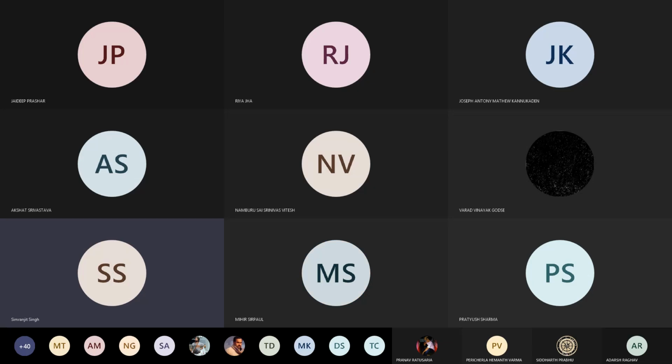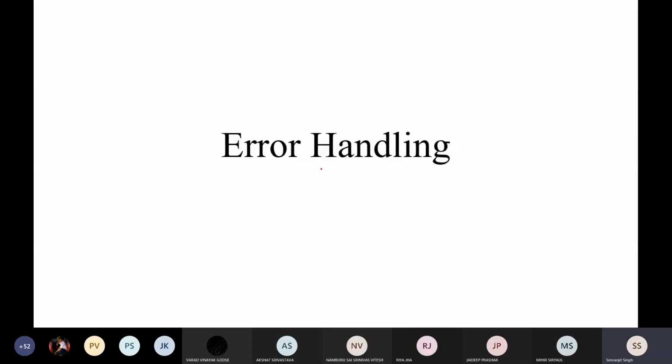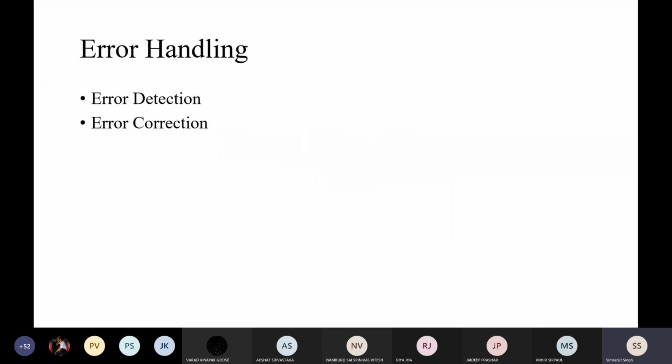Also known as error control. Okay, so it is one and the same thing, error handling or error control. It is divided into two parts. First part is your error detection. Second part is your error correction. The error detection part contains only around 4 techniques, and the error correction part only contains 1 technique.